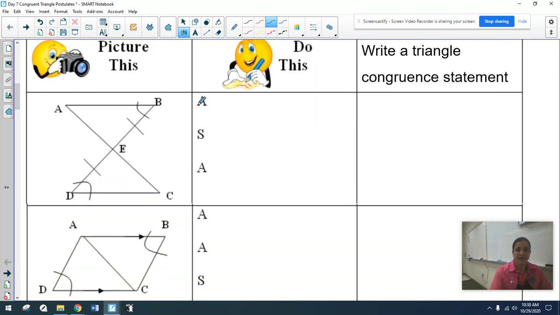All right, next is ASA. So this time we're going to have 2 sets of angles. And we're going to only have 1 set of sides. Oops, I put the S in there.